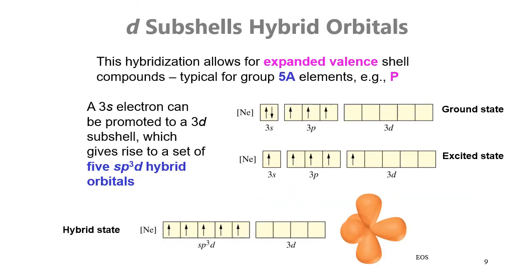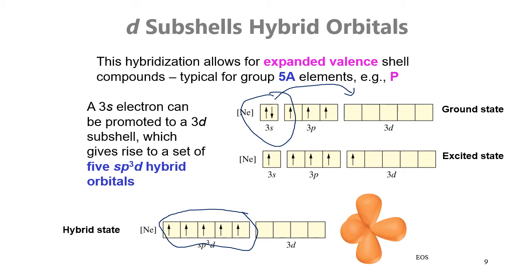Let's take a look at hybridization which allows an expanded valence shell, for example phosphorus or any other element in group 5A, as a 3s electron can be promoted to a 3d subshell. So this 3s from here can be promoted to the 3d subshell, which gives rise to a set of 5 sp3d hybrid orbitals. So this is 5 altogether. So this is the sp3d orbital.